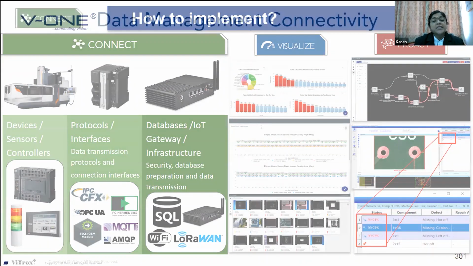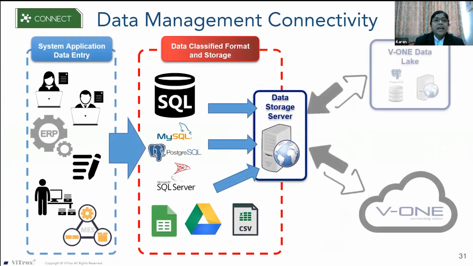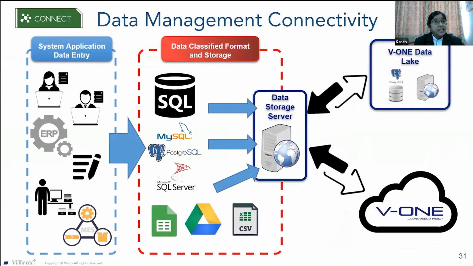Data management and connectivity are also important. A lot of people have different types of data and different types of applications, with data entries made manually or automatically. This is also a consideration we need to look at. So we will normally analyze what type of data you have, and then classify it into a particular format or storage so that you can visualize all your data collected from even a SQL database or an Excel format. We are able to collect your data, send it to the storage server, and visualize it using the V1 data lake, or also using V1 cloud. So this is also applicable.